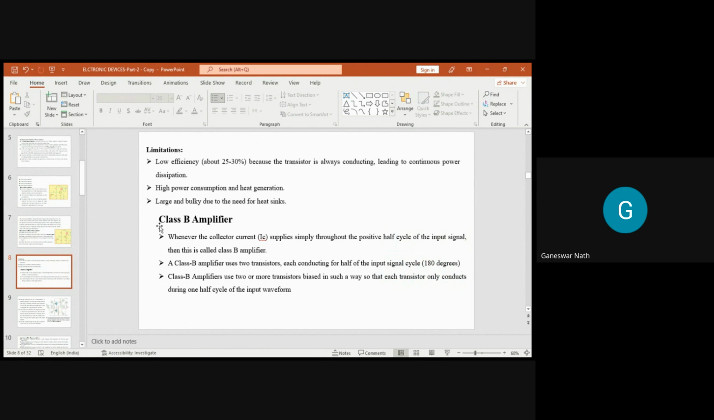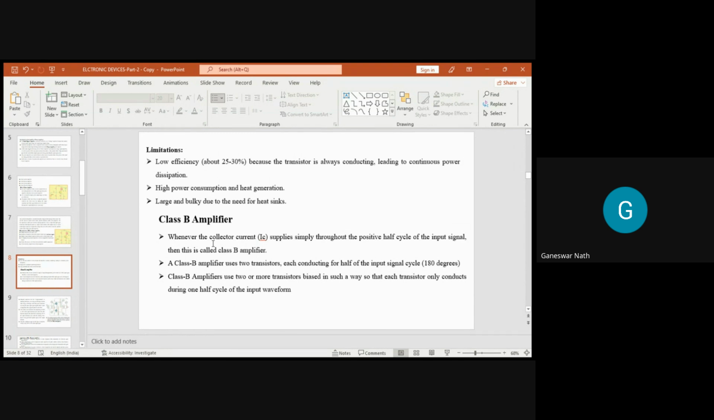Similarly, we can now move to the class B amplifier. Whenever the collector current flows only throughout the positive half cycle of the input signal, this is called a class B amplifier. When we were discussing class A, we said that the class A amplifier operates for both the positive and negative cycles of the input AC, but here the collector current flows only throughout the positive half cycle of the input signal, but not the negative half cycle.